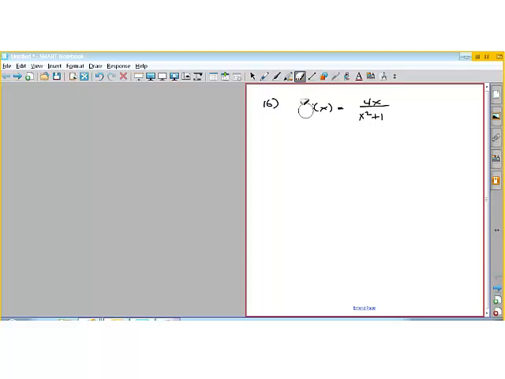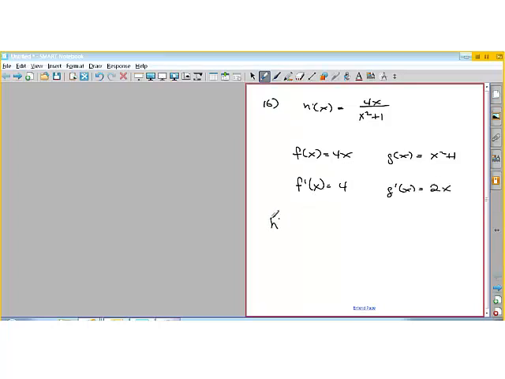So let's change that to h of x. So f of x is the numerator, and g of x is the denominator. So we use the quotient rule. Before we use the quotient rule, we have to take the derivatives of each part. So that's what you get.